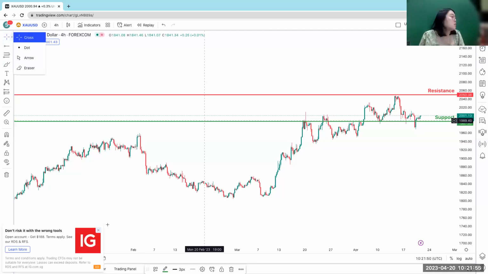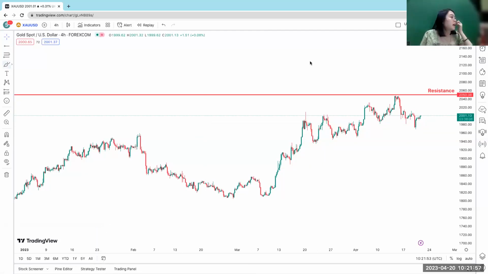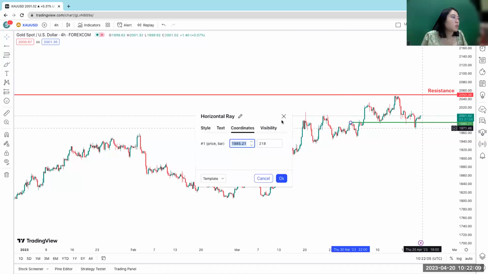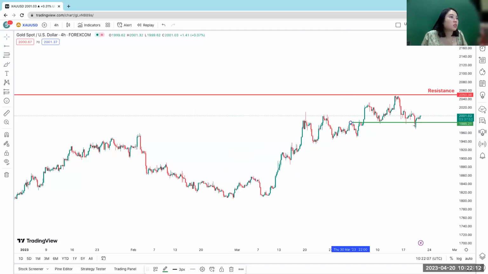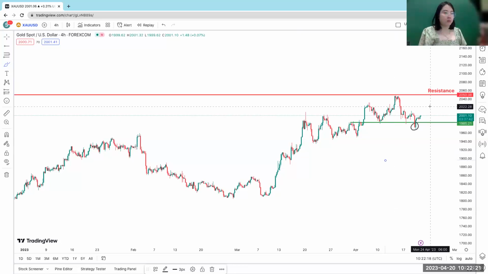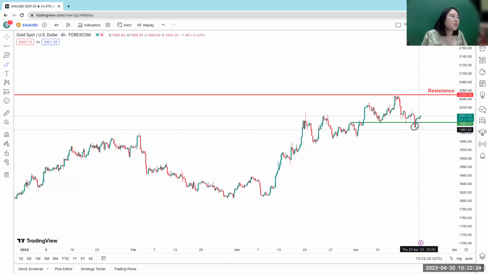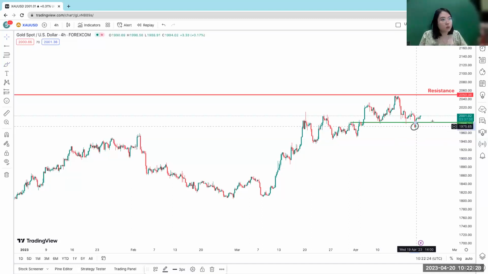Okay, let me get rid of this so that I can draw a better level. I think this is a very nice level. I mean, there was a fake out here. Okay, there was a fake out here. It doesn't look very good, but other than this fake out, I think this level should be usable.